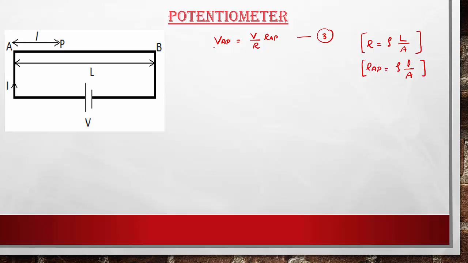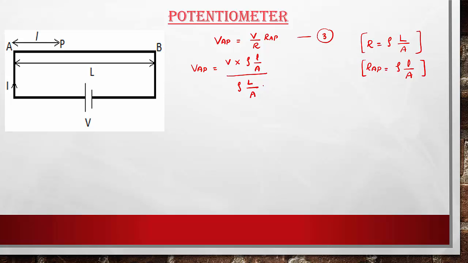So here you can substitute the values. VAP is equal to V divided by R, so we keep it as it is, V into RAP value. How much is RAP? Rho into small l divided by A, whole divided by R, which is rho into L divided by A. We just substituted the R and RAP values in equation 3.